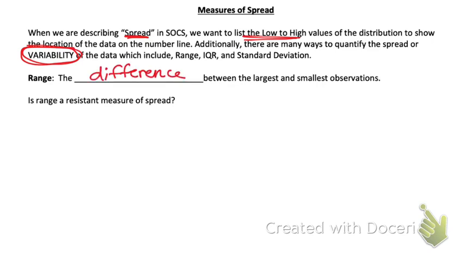So range, it's the difference between the largest and the smallest observation. Most people would say it's calculated as max minus min. So let's think about range for a second. Max minus min. Would range be resistant? No. Non-resistant.